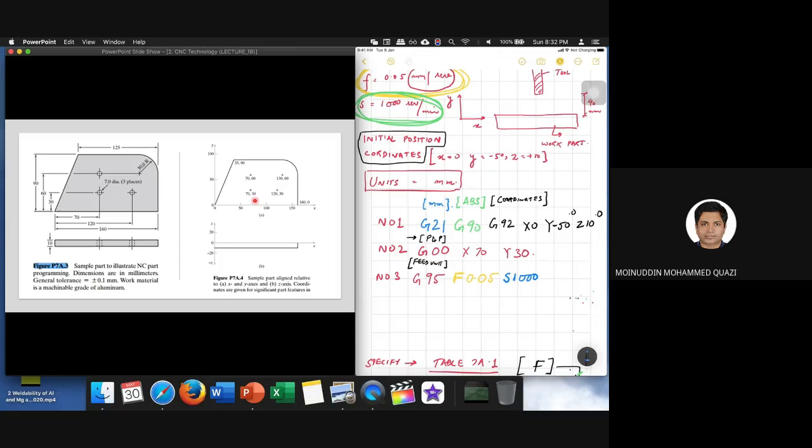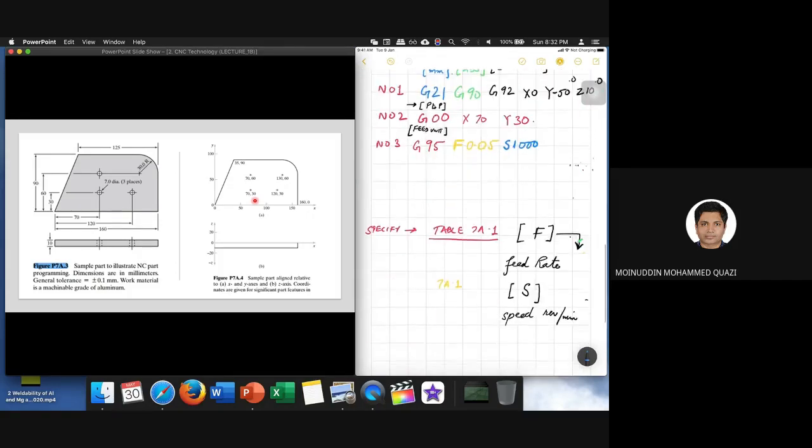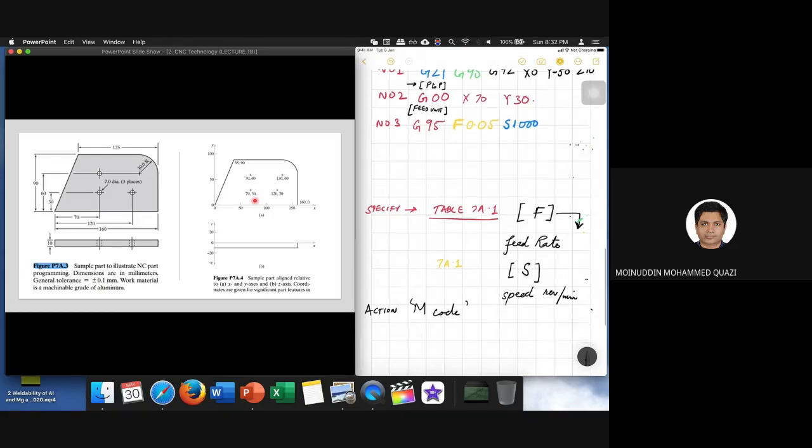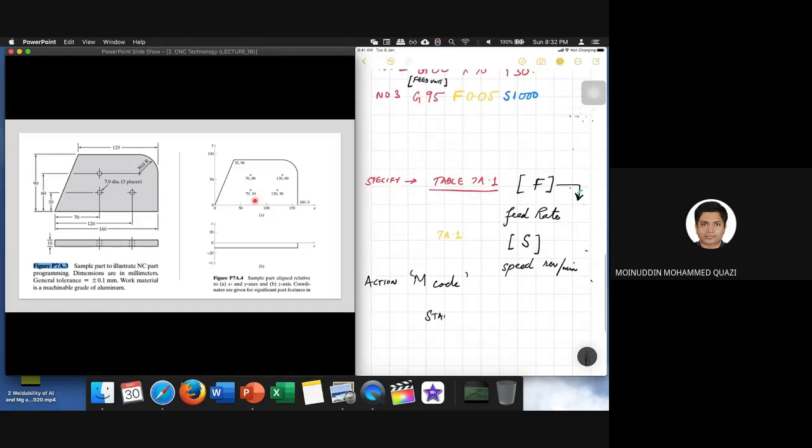Now I want to start the tool. So I will start the tool by giving the action order. Action order is usually M code. So take action using M code, start spindle. I will start the spindle. So what is the code for start spindle?